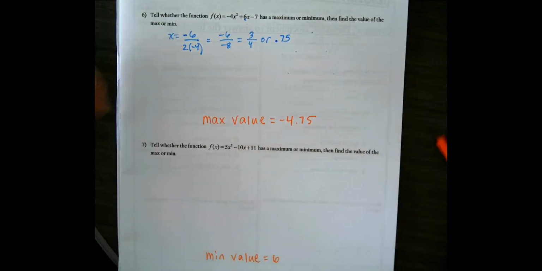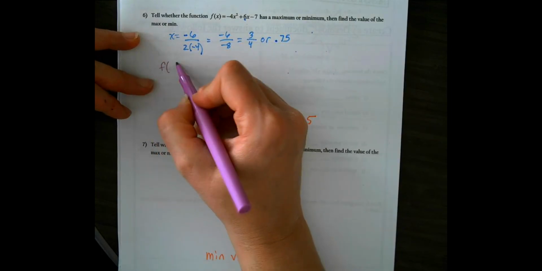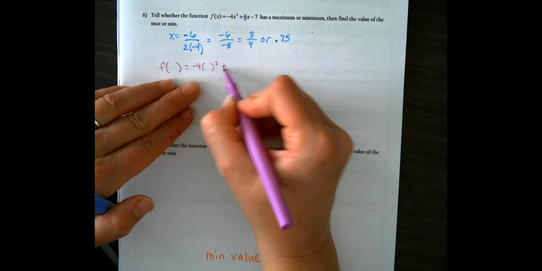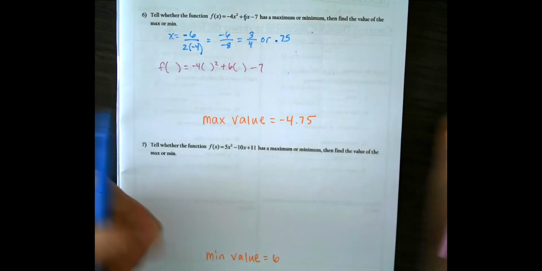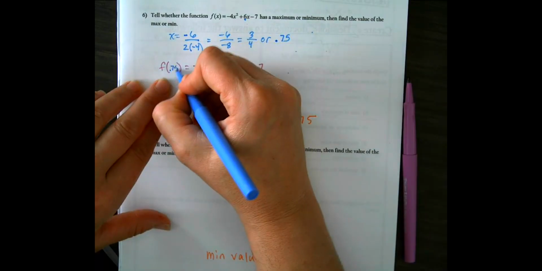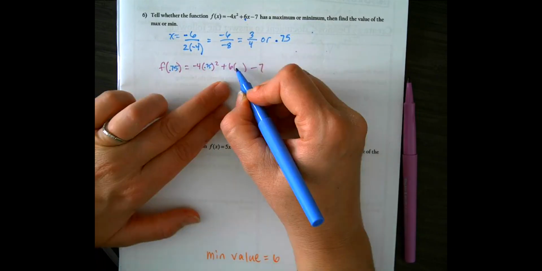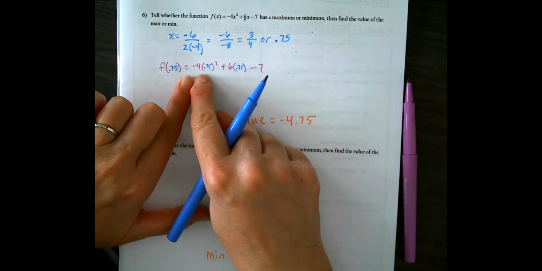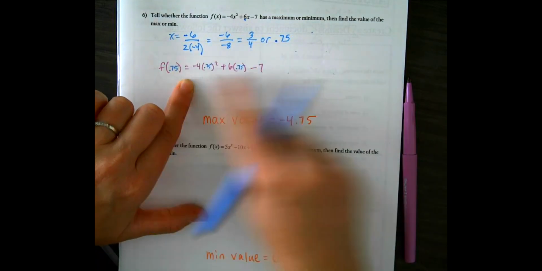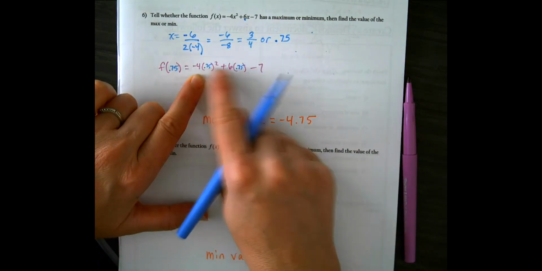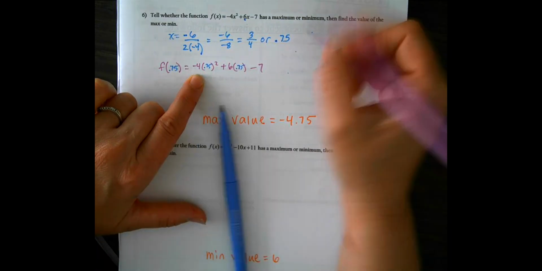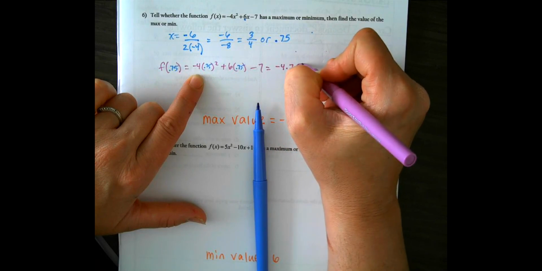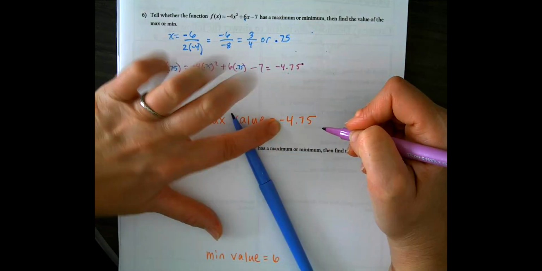And then we're just going to plug that in, f of 0.75. And I'm going to rewrite all of this, 0.75 goes in all those spots. So f of 0.75, now I just have to type this part into my calculator. And that's going to give me a negative 4.75. All right, so that's how I got that number.